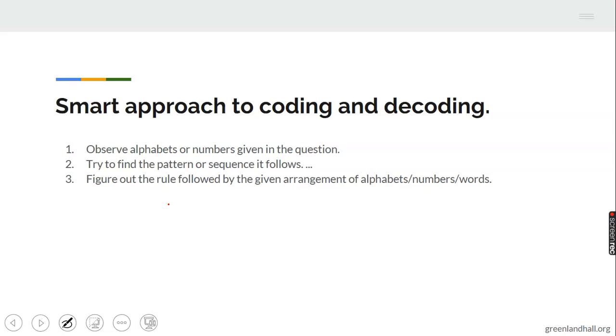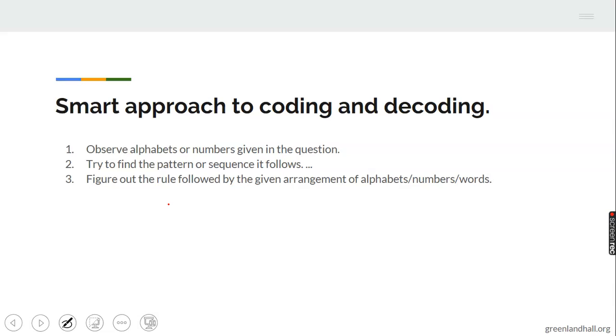Now before you look at some of the ways, take note of this SMART approach to coding and decoding. Number one, observe alphabets or numbers given in the question. Sometimes it's not the same all through. So you must observe. We are still going to talk more on that. So you must observe, that is, you must understand, you must search it well. Then try to find the pattern or sequence it follows.